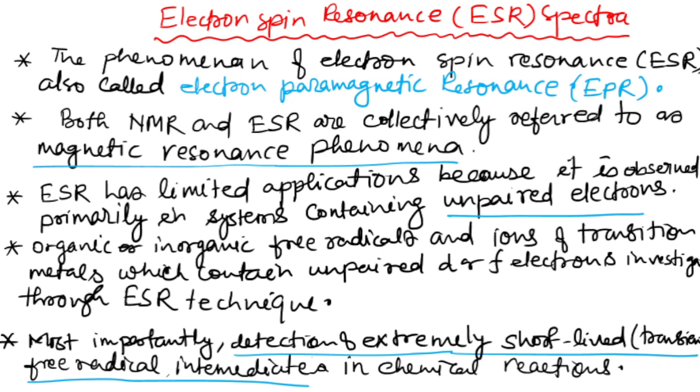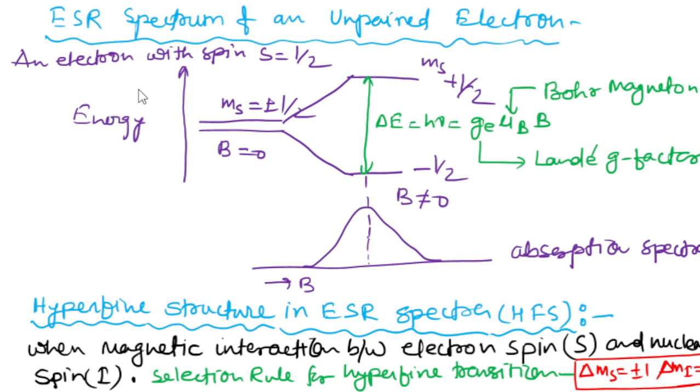Now we talk about the spectra. How will you get the spectra? ESR spectra of unpaired electrons: if the system has a single electron, it shows the spin value plus half. And how does it work when we apply the magnetic field to this electron?